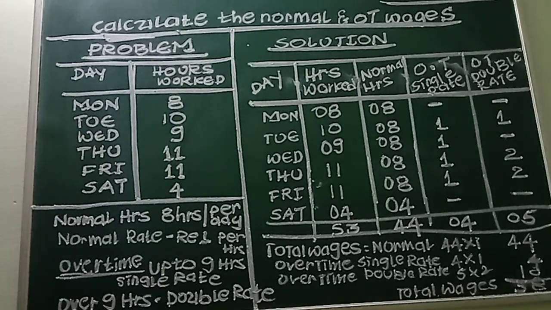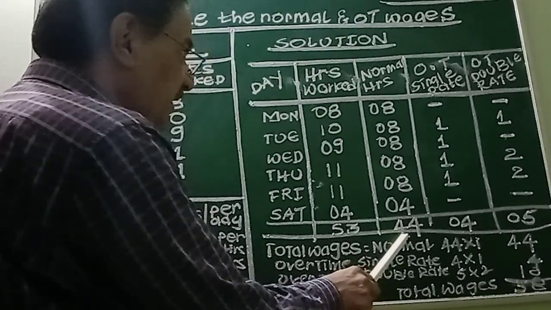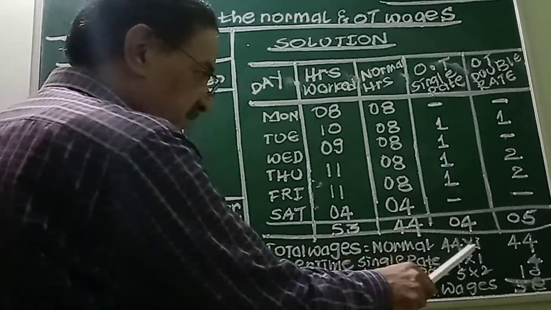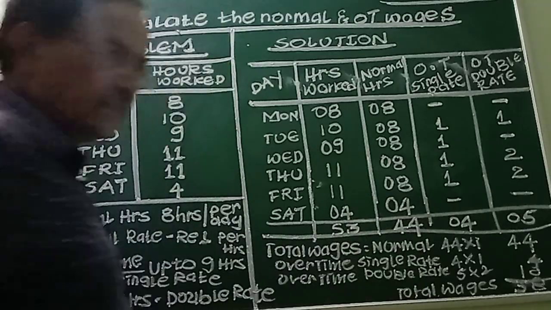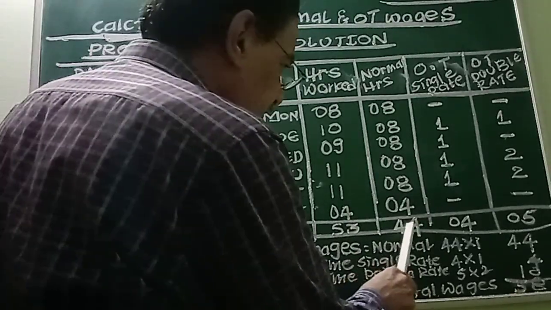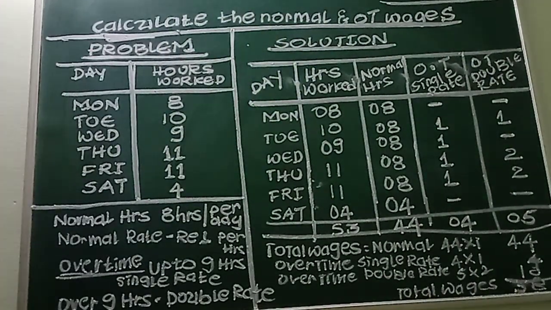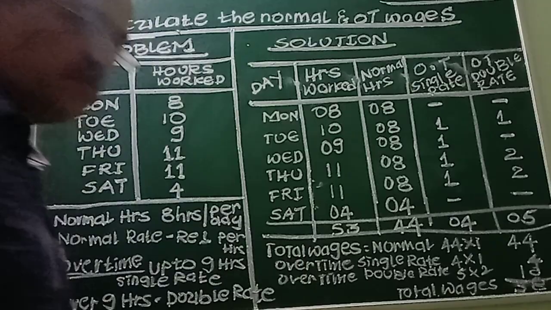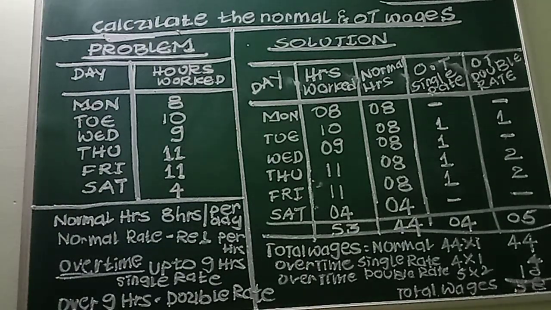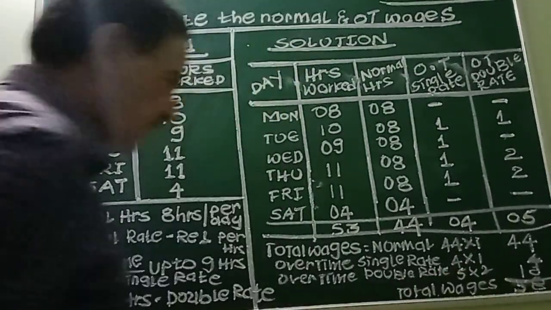Now how to calculate the total wages of this employee? See, total wages is equal to 44 hours is the normal. He will get 1 rupee rate. That's a very important thing. See, 44 into 1 is equal to 44 rupees. We'll get 44 rupees because first we have to pay on this particular thing. 44 into 1 is equal to 44 rupees.